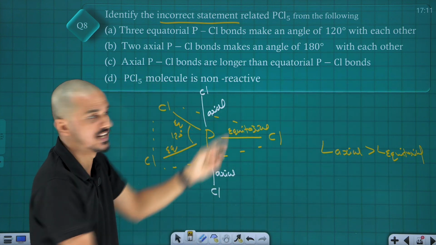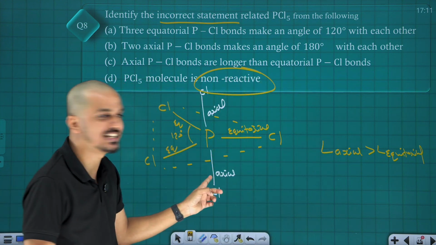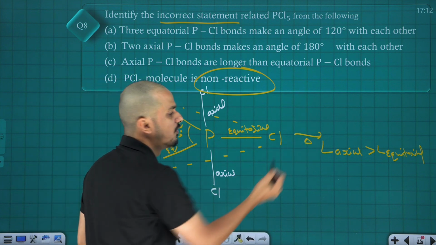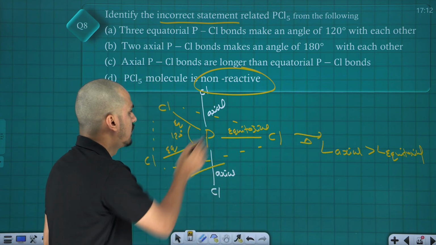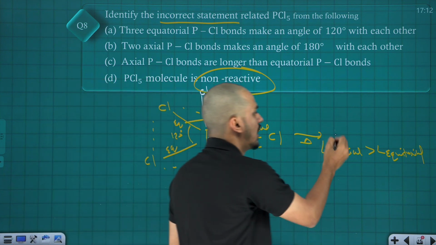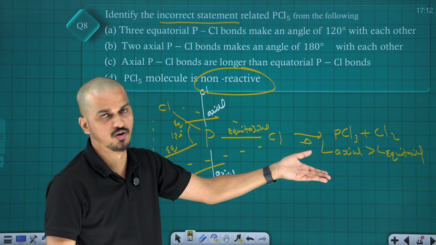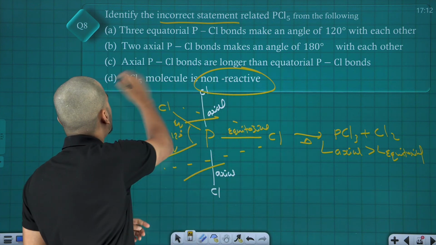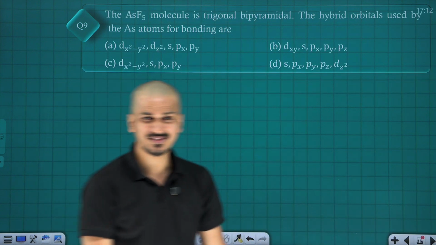PCl5 molecule is non-reactive. That is wrong, because the length of axial is more, so once we heat this, what will happen? The longer the bond length, the easier it is to break. This will break and become PCl3 plus Cl2. So PCl5 is a reactive molecule, not a non-reactive molecule. Ready? So our answer is D, the incorrect statement is D. Yes.